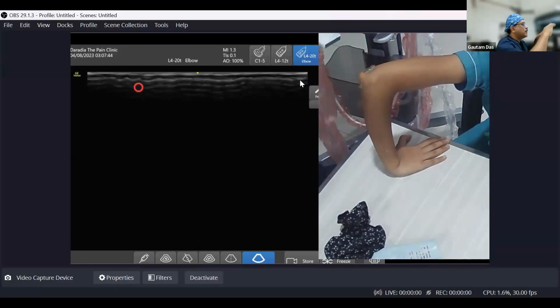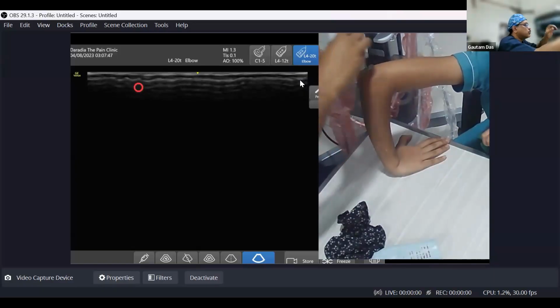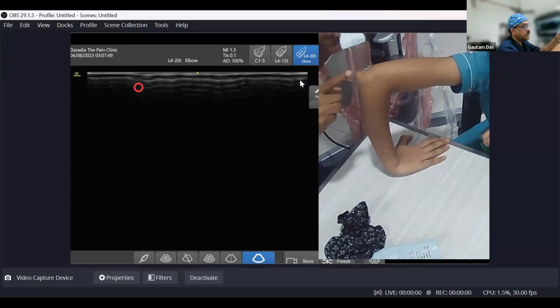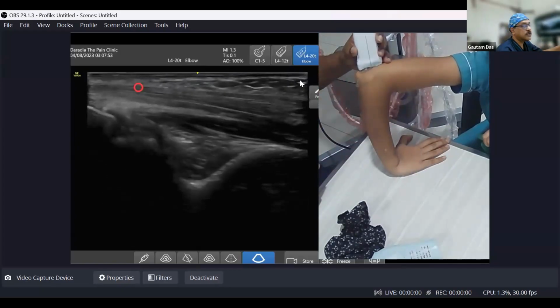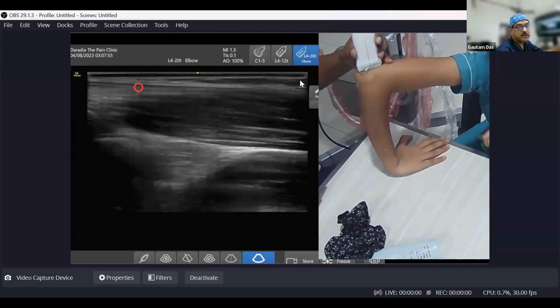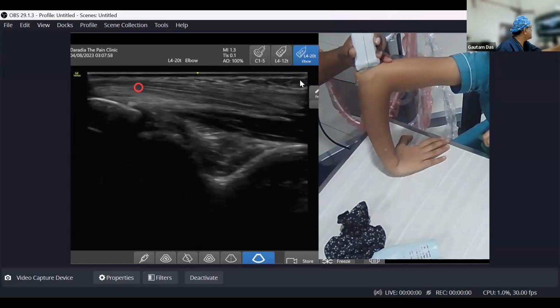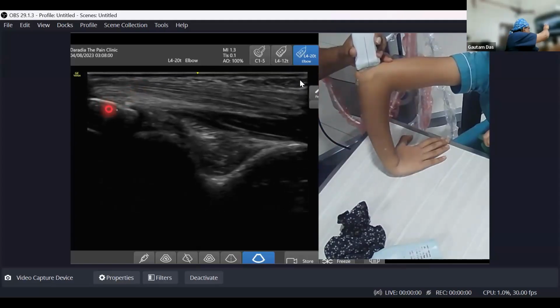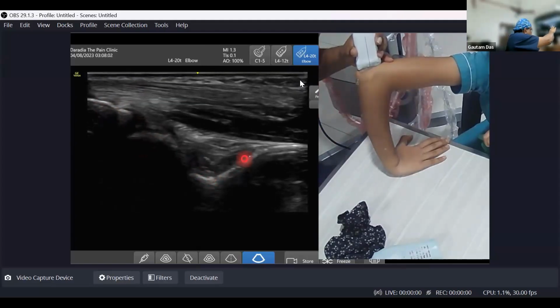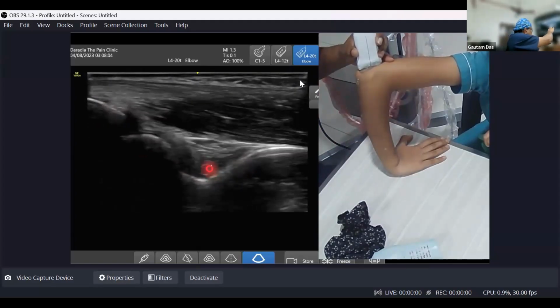Okay. So what I'm doing, my aspect marker is towards the olecranon. This side is your aspect marker, which means the left hand side of the screen is over the olecranon. So now what I can see here, this is your olecranon. This is your olecranon fossa. Here, this is your fat pad.